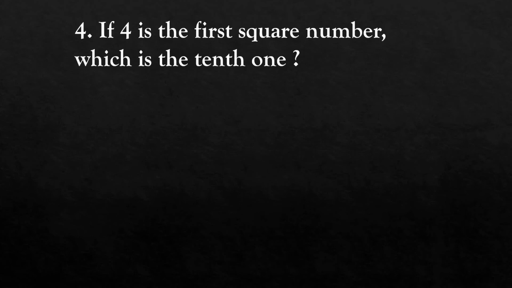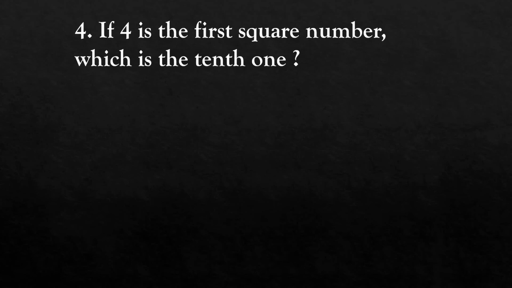Question number 4. If 4 is the first square number, which one is the 10th one? So students, we already know what are the square numbers. So a square number is the result when a number has been multiplied by itself. So first number is 1. So when we multiply 1 by 1, you will get 1. So the second is 2 multiplied by 2, you will get 4. So the second square number is 4.